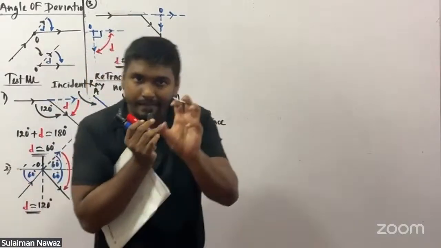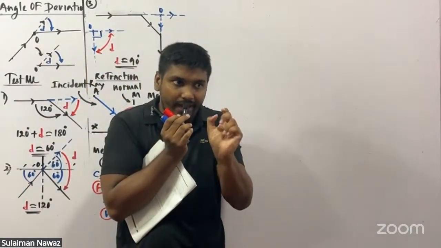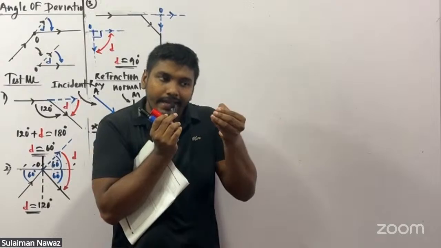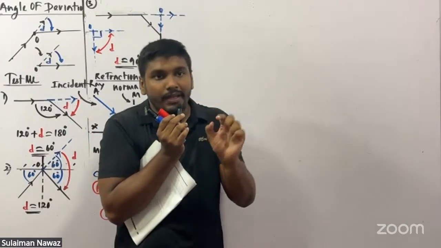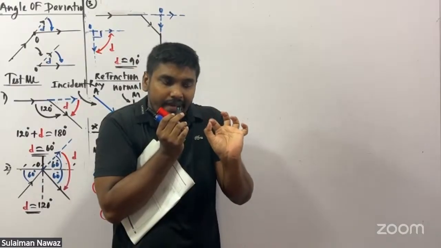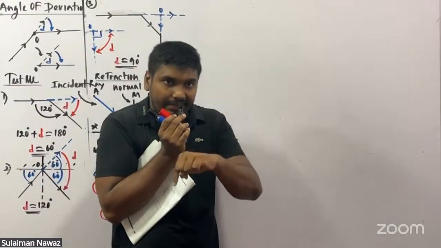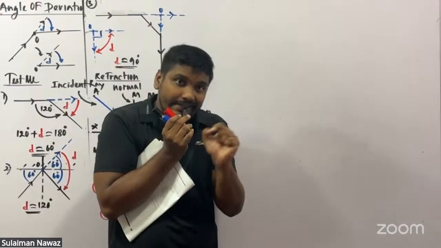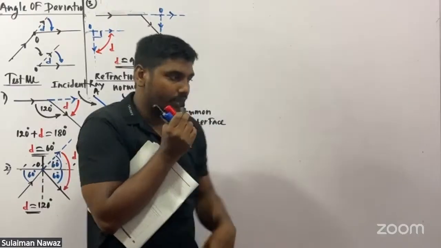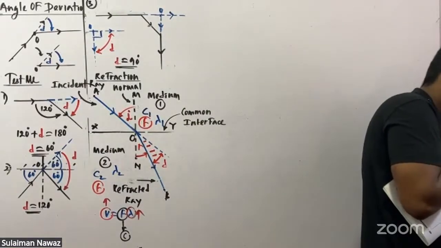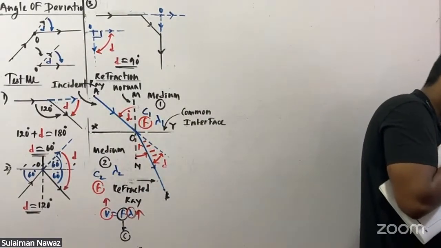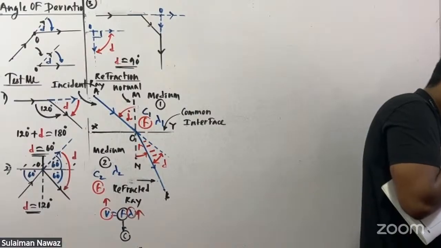Remember, hereafter, medium 1 means the medium where the light ray enters first, or the medium where the incident ray exists. The medium where the refracted ray exists, or where the light ray enters second, is what we call medium 2. Under medium 1, write down.